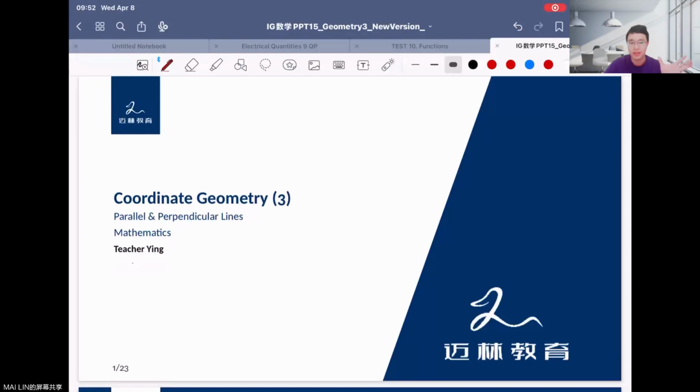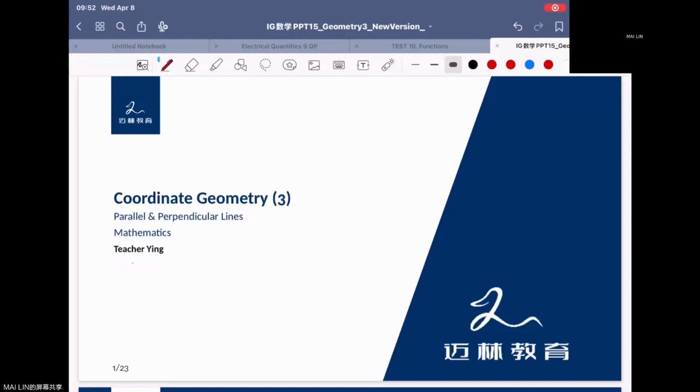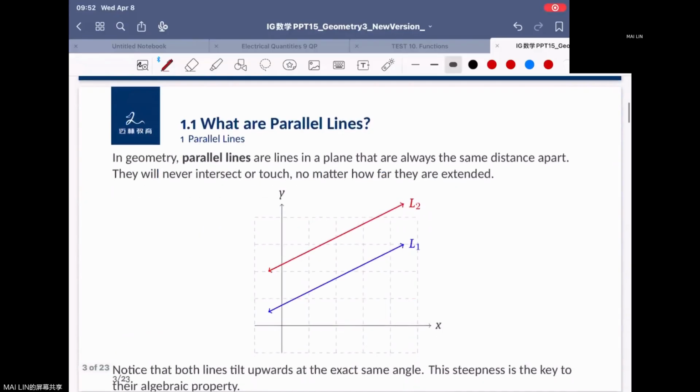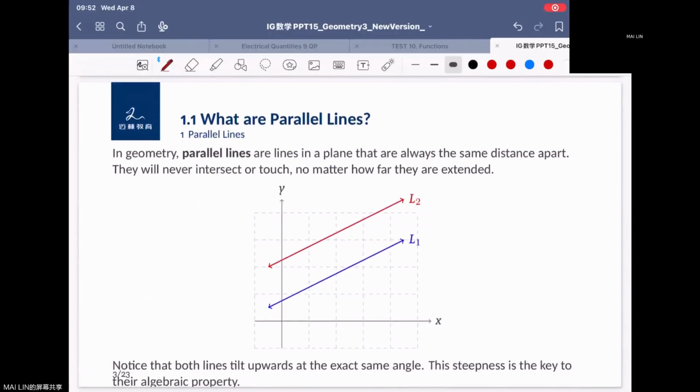Hello guys, today's topic is coordinate geometry, and we are talking about parallel and perpendicular lines. Let's move to the first part, parallel lines. So what is a parallel line? You can find in this graph L1 and L2, because they have the same slope. So we call these lines parallel.